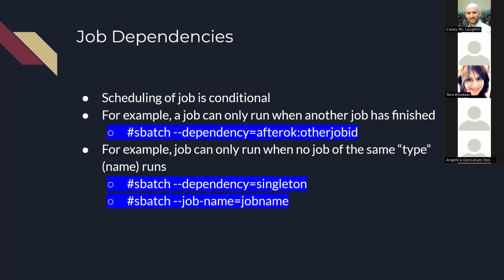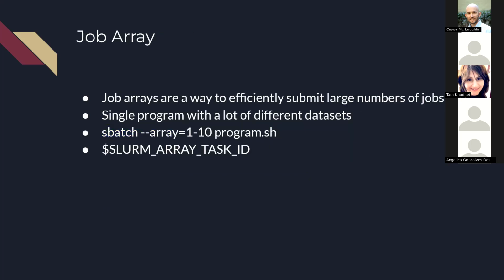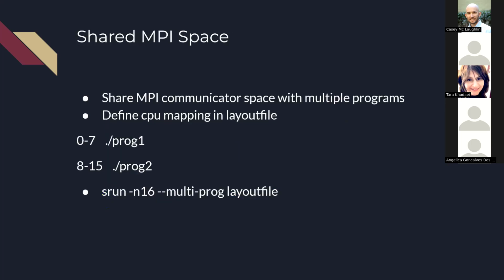And that's actually the next one. I skipped one thing. So shared MPI space is basically: if you run MPI, you use an MPI communicator, which is usually MPI_COMM_WORLD.